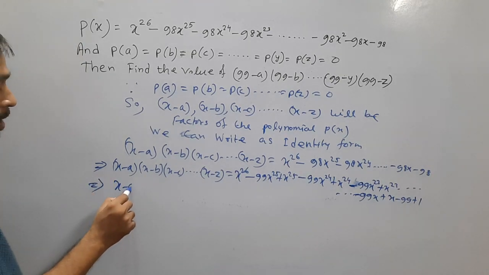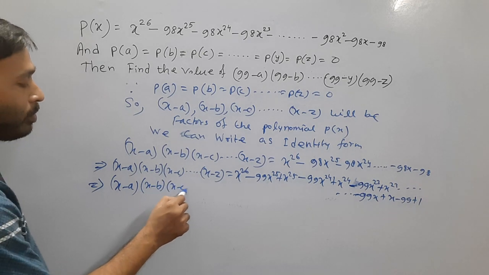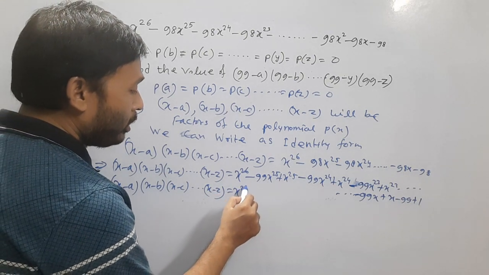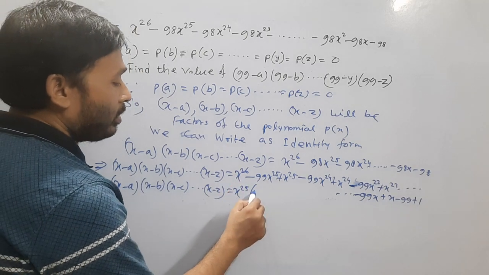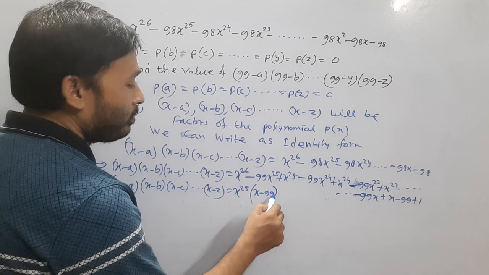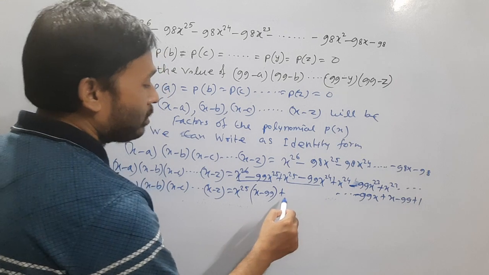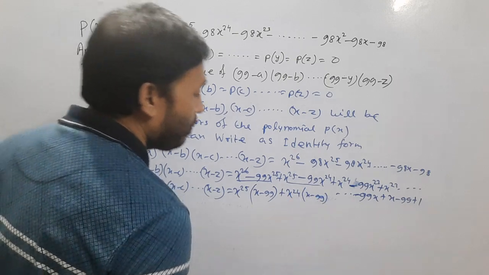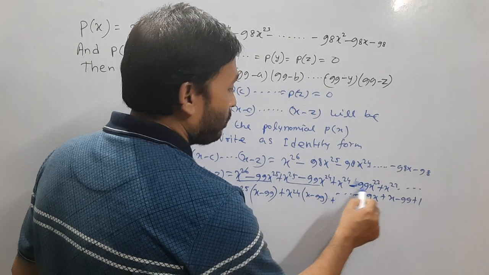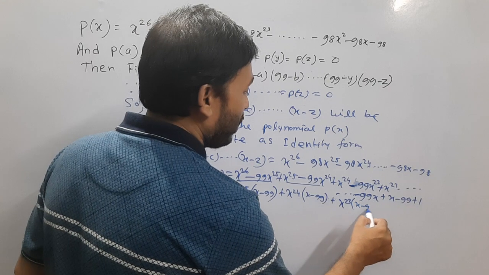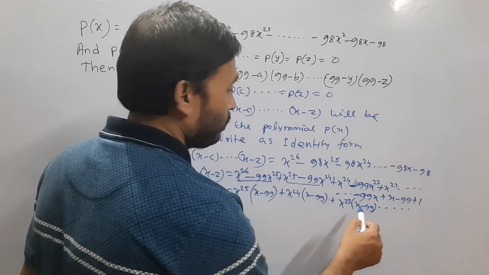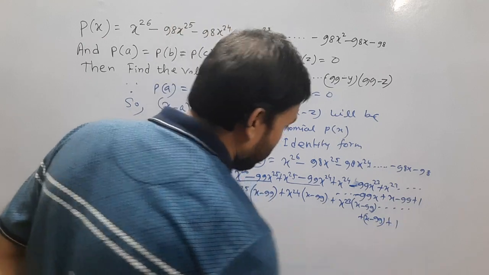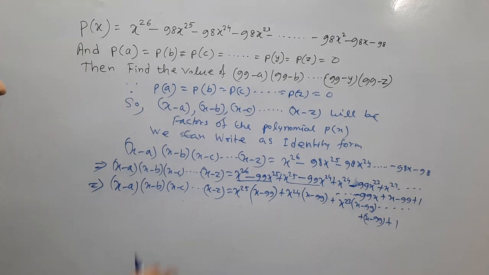Therefore, or implies that x minus a into x minus b into x minus c, and so on, x minus z is equal to x to the power 25 common, then x minus 99, plus from these two numbers x to the power 24 common, so x minus 99, plus from these two numbers x to the power 23 common, x minus 99, and so on, plus x minus 99 plus 1. Clear? This is an identity.